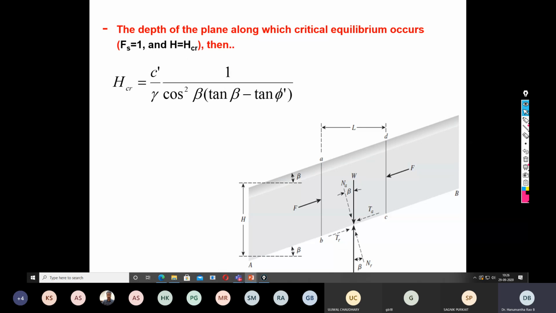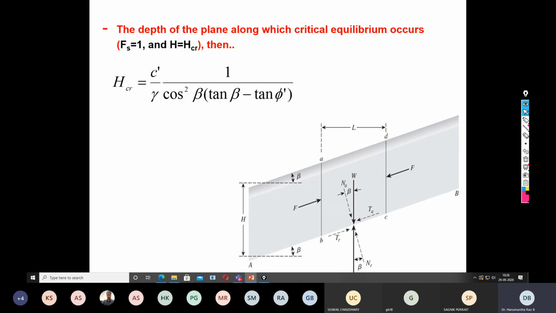Okay, so suppose we assume a critical equilibrium occurs. At that condition the factor of safety is 1, then we can determine the critical height, or the critical depth, of the soil mass which can sustain without undergoing failure. So H critical is c dash by gamma into 1 by cos square beta into tan beta minus tan phi. Okay, you try to understand everything very carefully.